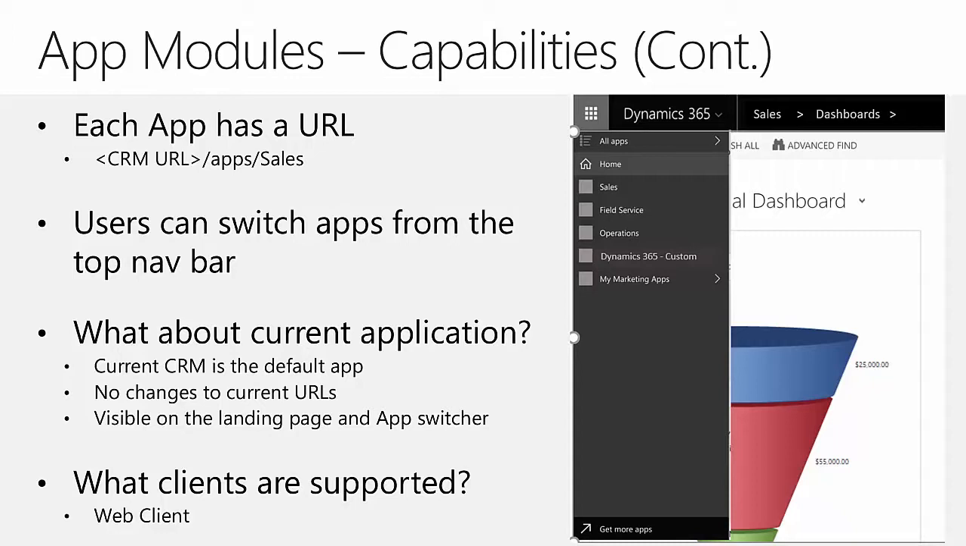navigation bar. For organizations migrating from a previous version of Dynamics 365 where app modules were not available, the current customizations and solutions will be available on the default app, which is accessible via the main URL for Dynamics 365. As of now, the app modules are only supported on the web client.